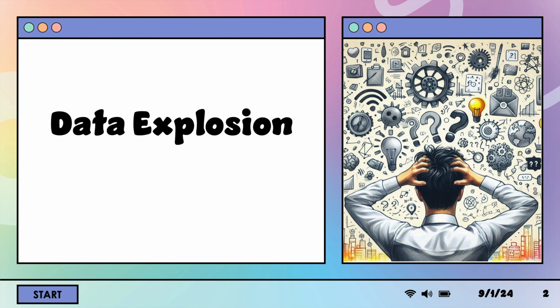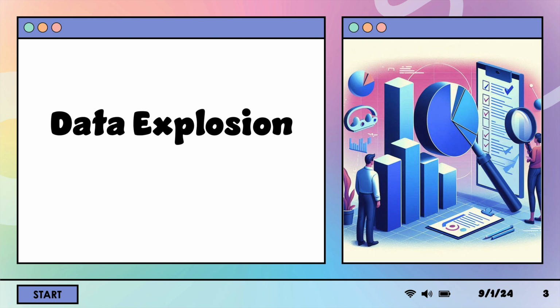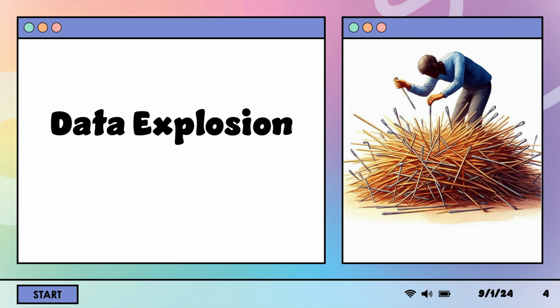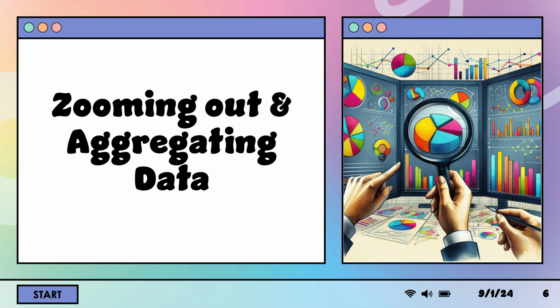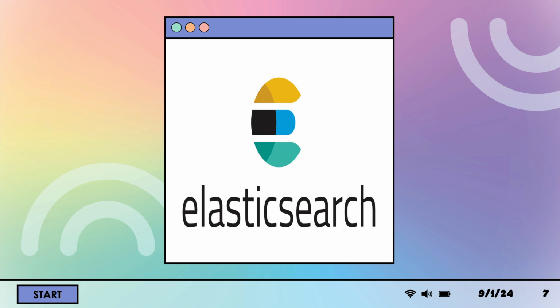In recent years, there has been a huge increase in data. This affects how we search for information and analyze it. Imagine searching for a tiny needle in a huge haystack. That is what organizations need to do with their data. They want to find specific information quickly. Besides searching, we also need to look at the big picture on how we combine and summarize the data to understand trends and patterns. Elasticsearch is one of the modern search engines that helps us to find and analyze the data effectively.